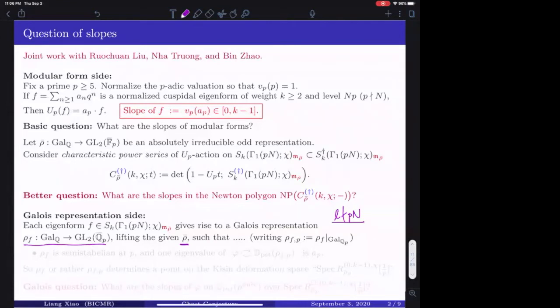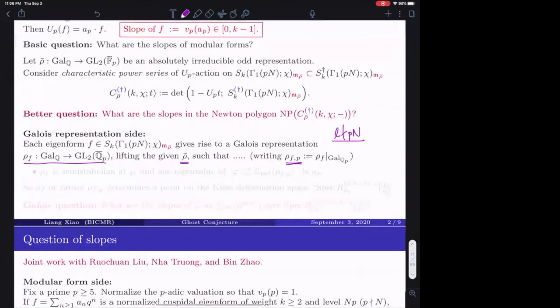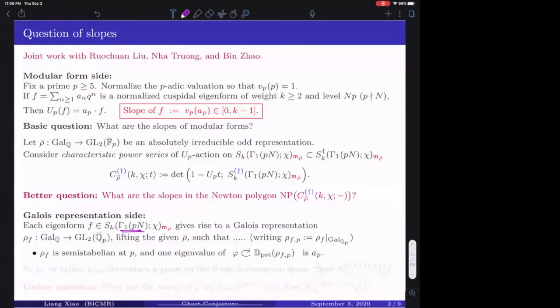But in particular, I want to say one condition at p. So I want to write rho f comma p to be the local Galois representation. Because of the level I chose, this rho f is semi-stable at p, and one of the eigenvalues of Frobenius acting on the D_pst of this representation is precisely my a_p. So in other words, earlier I've been talking about slopes of modular forms f. That can be turned into, on the Galois side, slopes of these Frobenius eigenvalues.